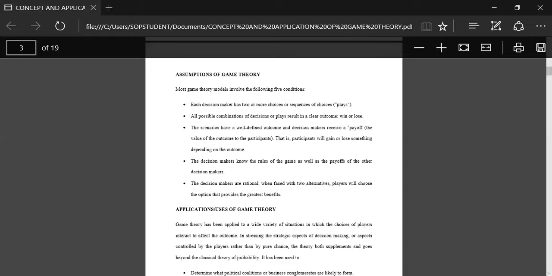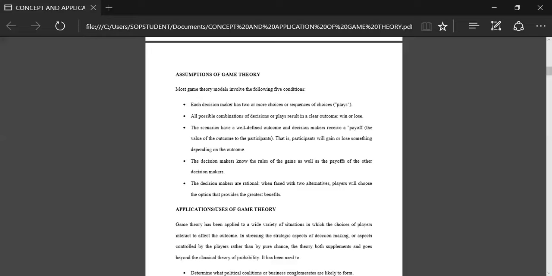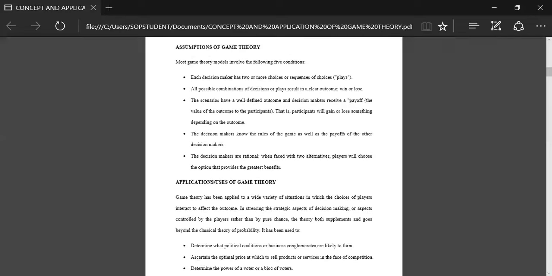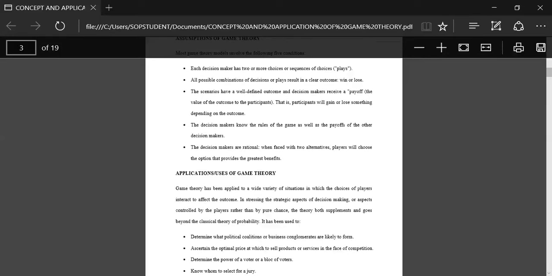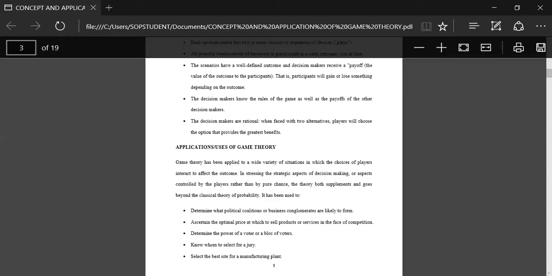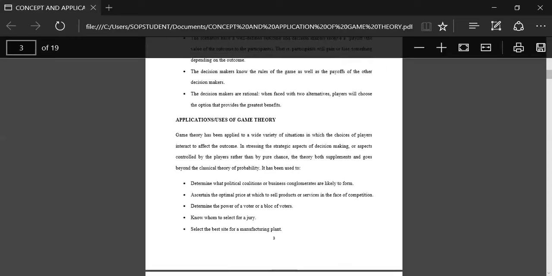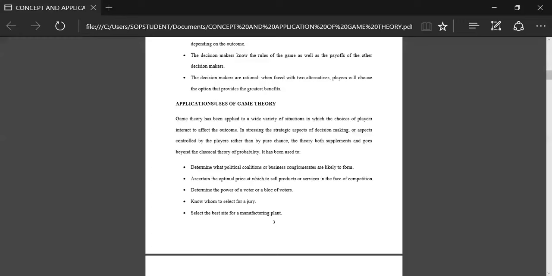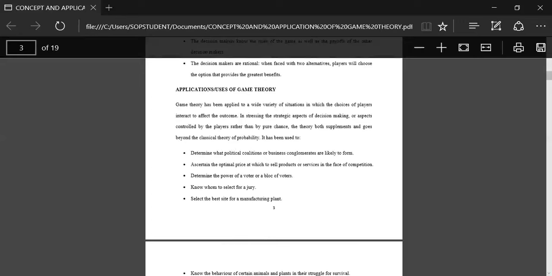Now, there are several assumptions in game theory. I'll just pick a few. One of the assumptions is the players are aware of the rules and the consequences. Another assumption is that the outcome depends on the strategies of all participants. The third assumption is that rational players make decisions that maximize their payoff.